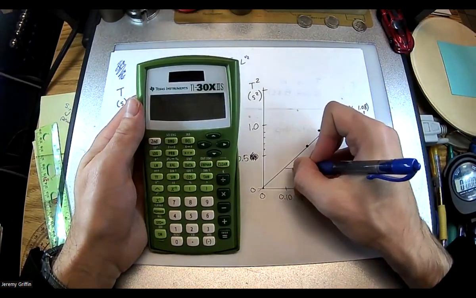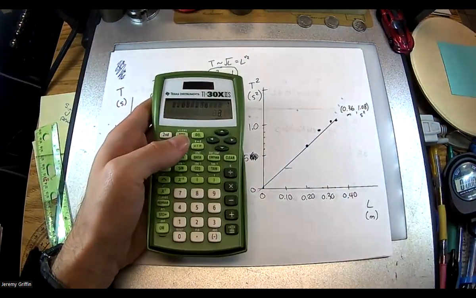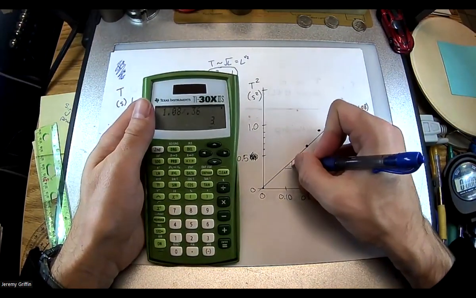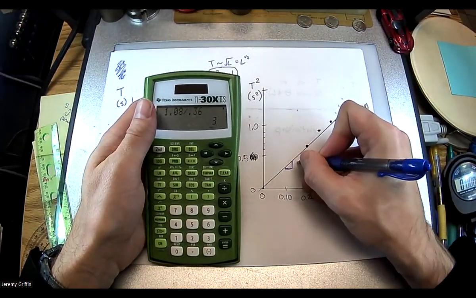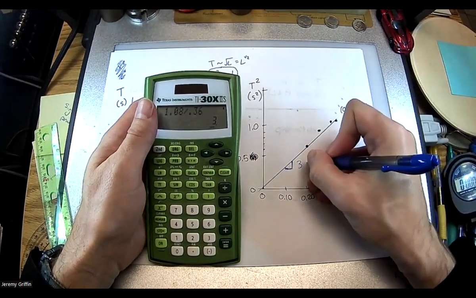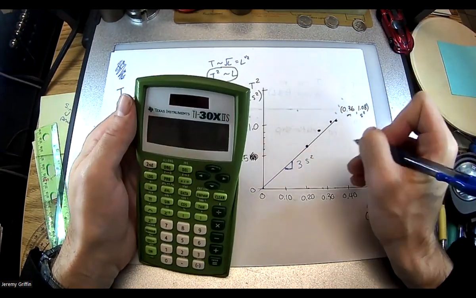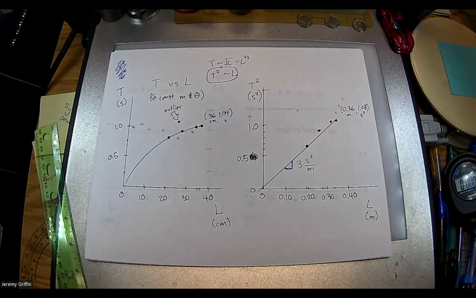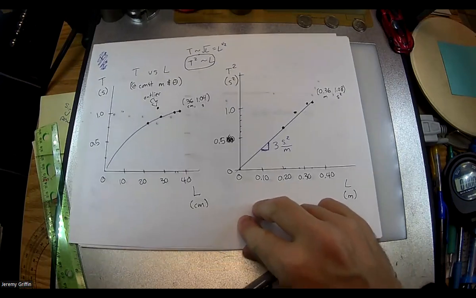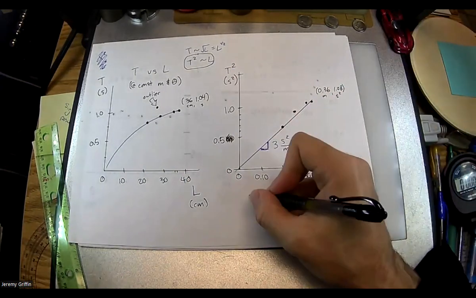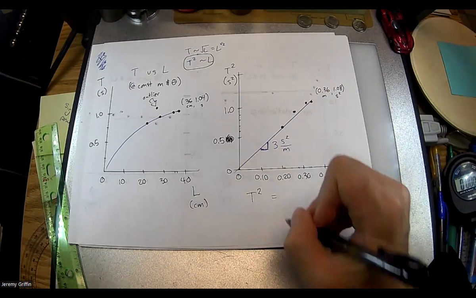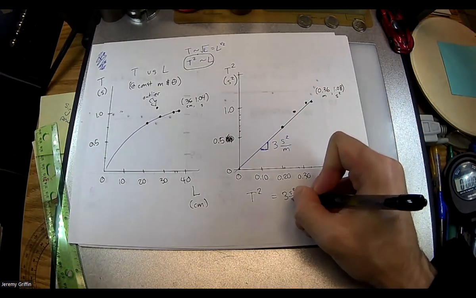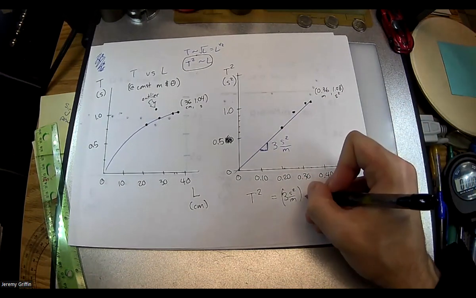That tells me the slope of, whoa, I didn't expect that. 3 exactly. Look at that. Crazy integers. So it'd be 3 square seconds per meter. Which means we can make an equation now. So y equals mx, where y is like t squared. So I'll say t squared equals this equation. The slope is 3 square seconds per meter, times the length.